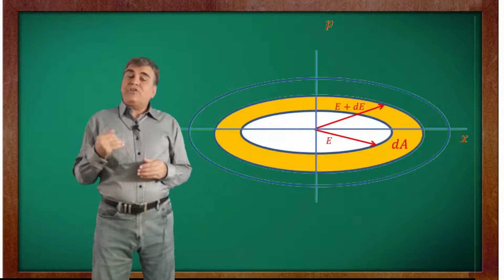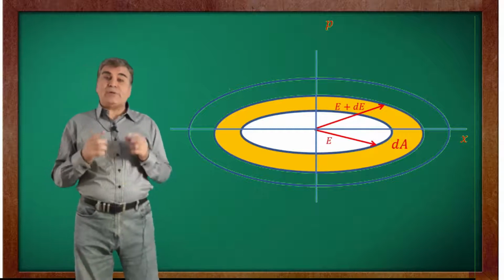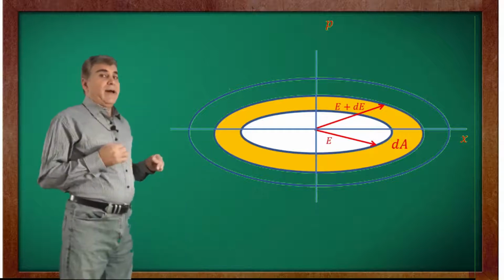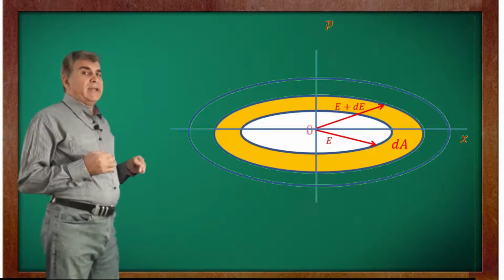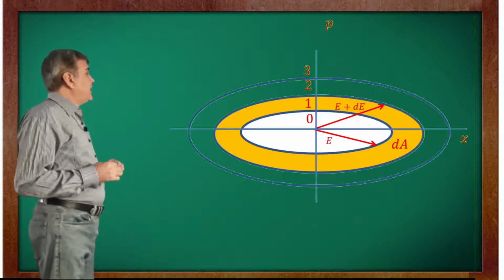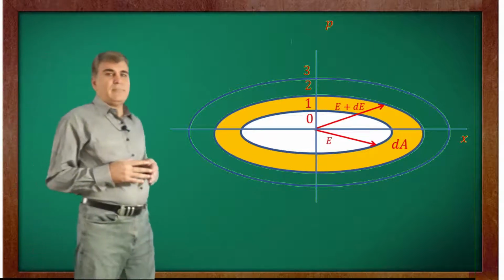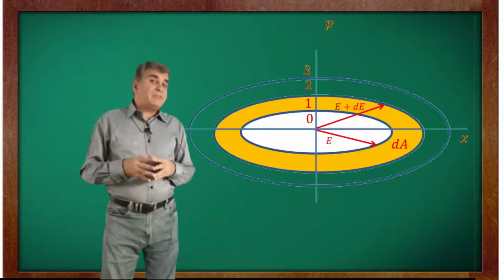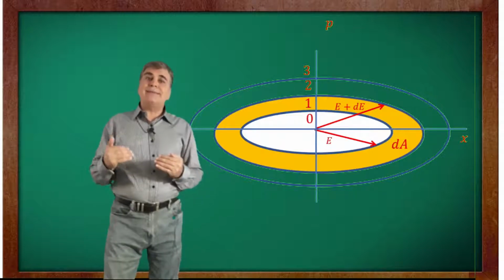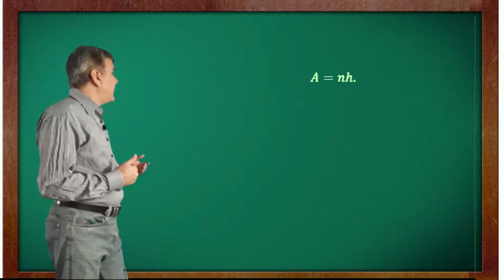And for that, let the entire xp plane be divided into elliptical strips of equal area. Note this, equal area. And I'm denoting these elliptical strips by numbers 0, 1, 2, 3, where 0 represents the center elliptical strip as shown in the figure. If H represents the area of a single strip, then the total area inside the nth strip can be written as A equals n times H.